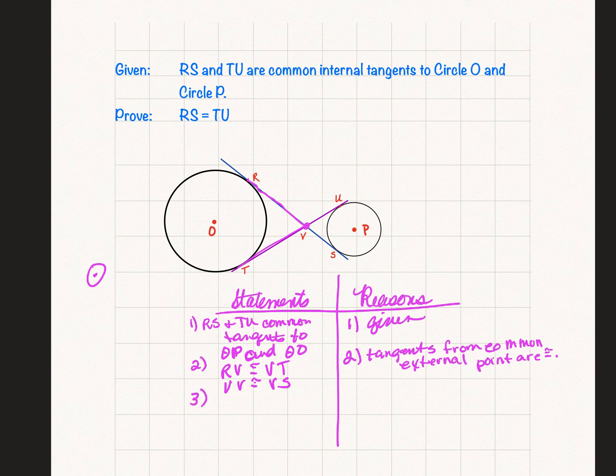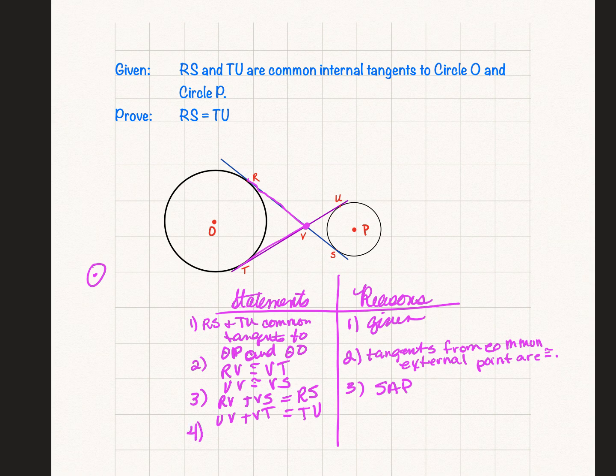So the next thing I'm going to do, I'm trying to get to RS and TU, so I'm going to do a little segment addition. And I'm going to say that RV plus VS equals RS, and UV plus, wait, that's not what I'm saying. Hold on. Let me restart. RV plus VS is RS. So UV plus, okay, that's right, VT equals TU. All right. So that would be segment addition postulate.